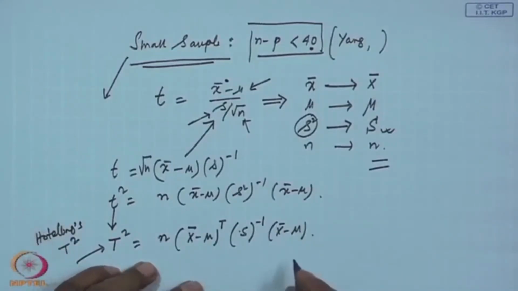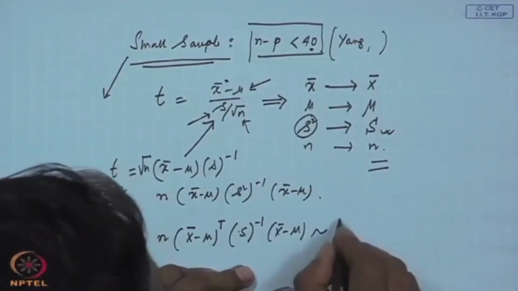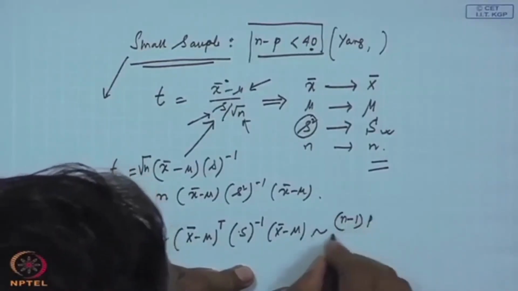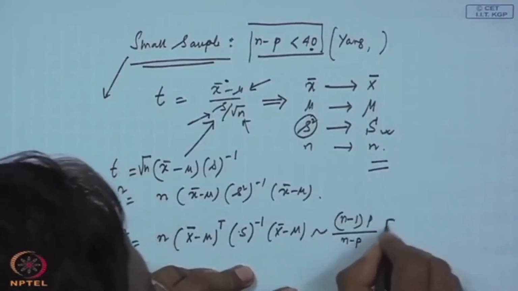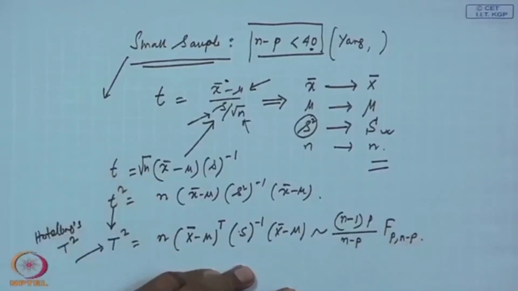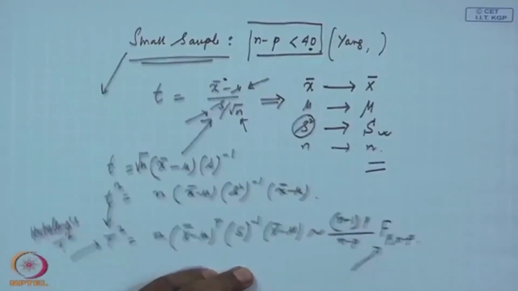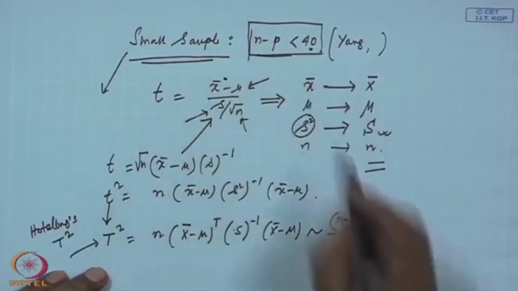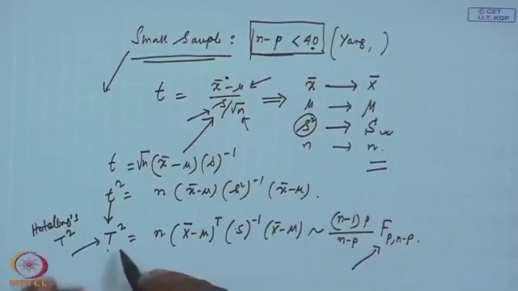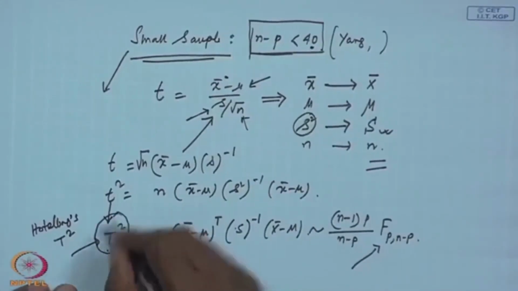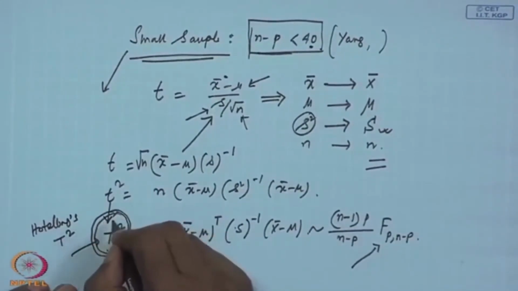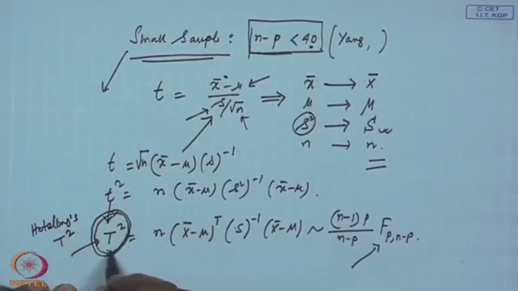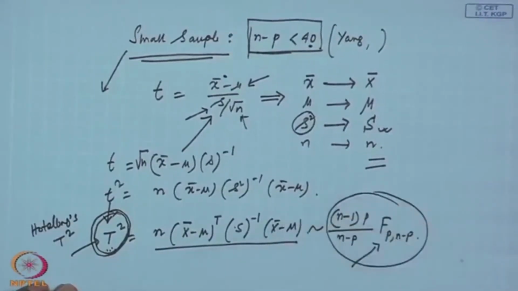And Hotelling has proved that this quantity will follow (n minus 1) p by (n minus p) times F with p and n minus p degrees of freedom, that is, the F distribution. So, when you take a small sample size, you will find that this is the statistic of importance, and the derivation of this T square is this, and it will follow this distribution.